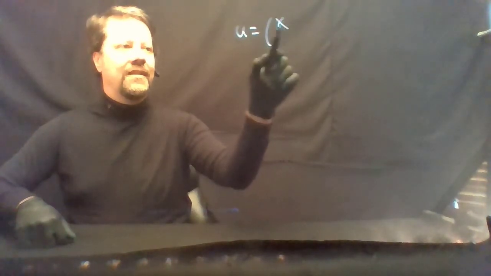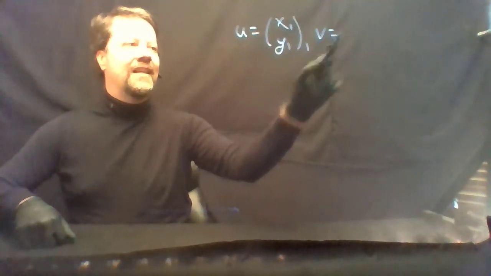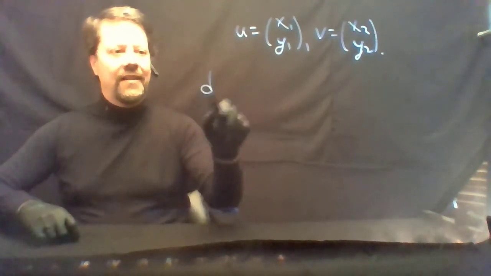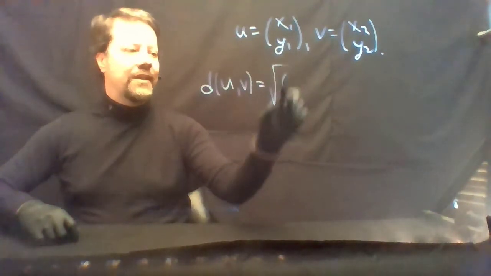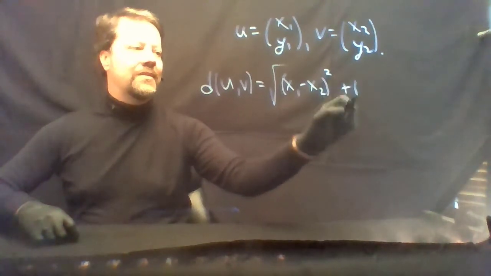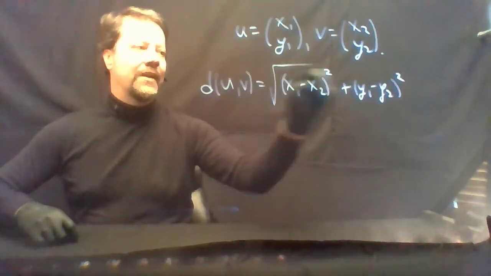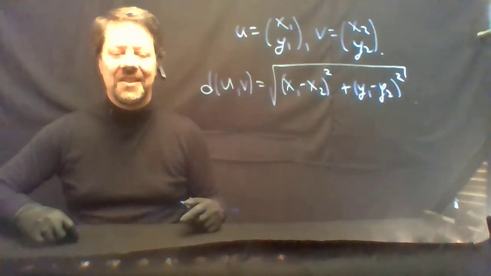Notice that if u is x1, y1, and v is x2, y2, then the Euclidean distance of u and v is the square root of x1 minus x2 quantity squared plus y1 minus y2 quantity squared. That's the usual Euclidean notion of distance in the plane.